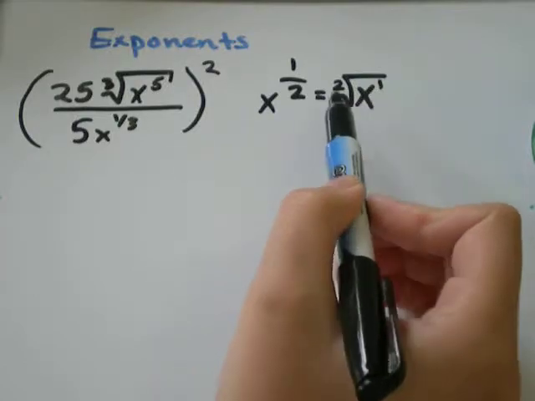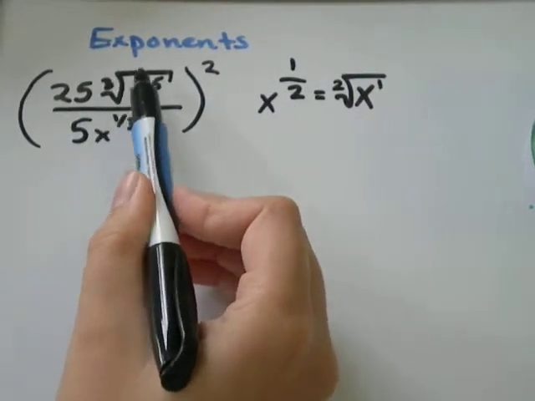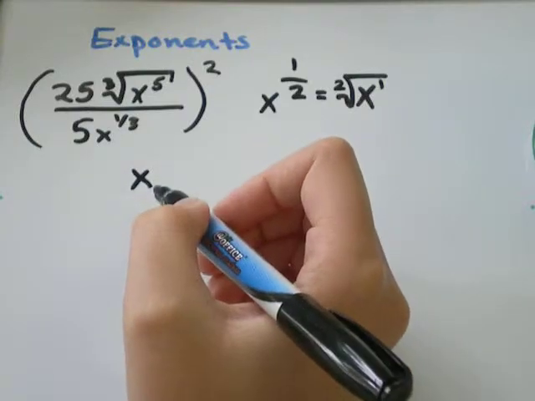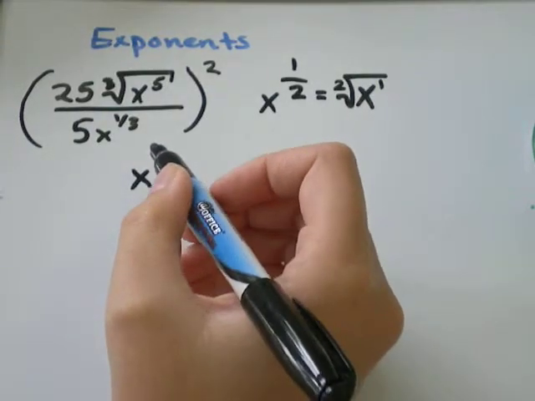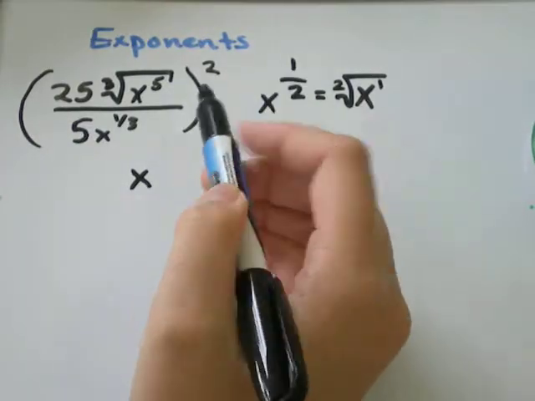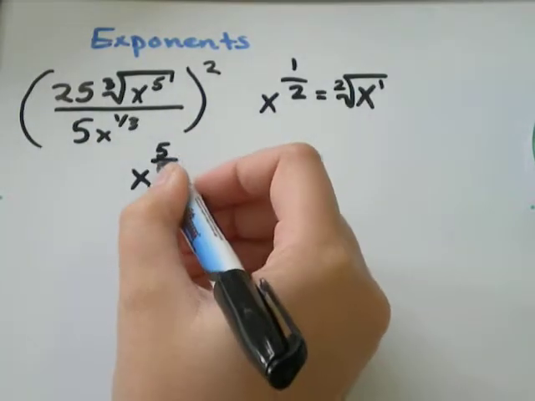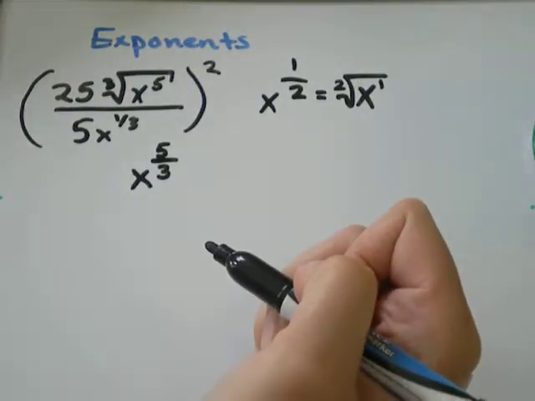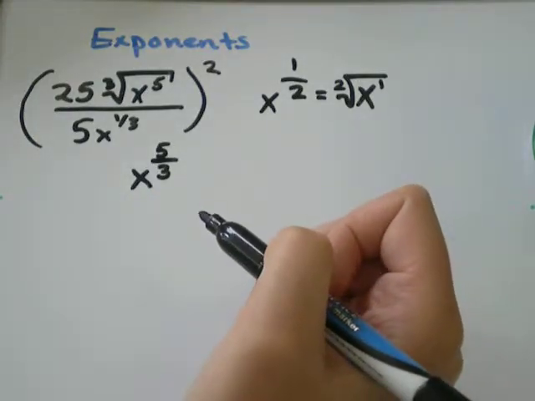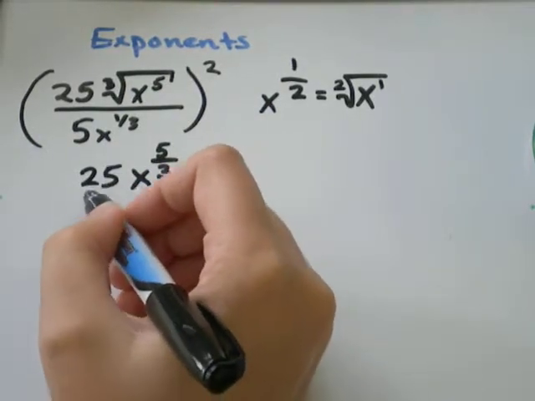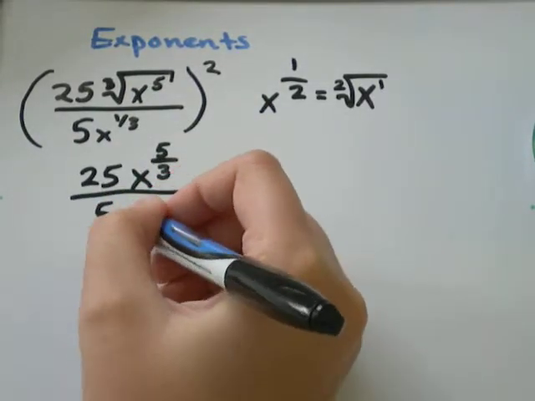So the cubed root of x to the fifth, I'm going to simplify that as x to the exponent of what's underneath stays on top, 5 over what's outside stays on the bottom. So this would be x to the power of 5 over 3. That's the only thing I'm going to change for the first step. Everything else is going to leave alone.